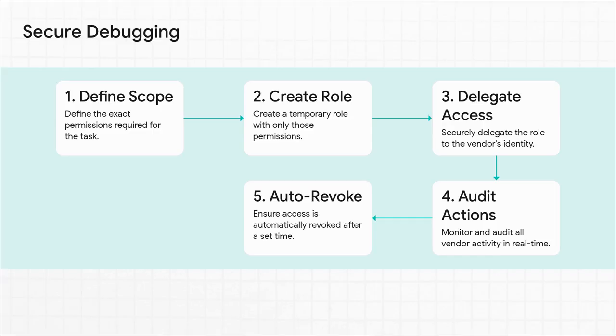Then, you create a brand new temporary role with only those permissions. You delegate it, you watch every single thing they do with real-time auditing, and, here's the most important part, the access revokes itself automatically after a set time. Let's say 2 hours. Boom. No cleanup, no forgotten accounts. The problem gets solved, and your environment is secure again.